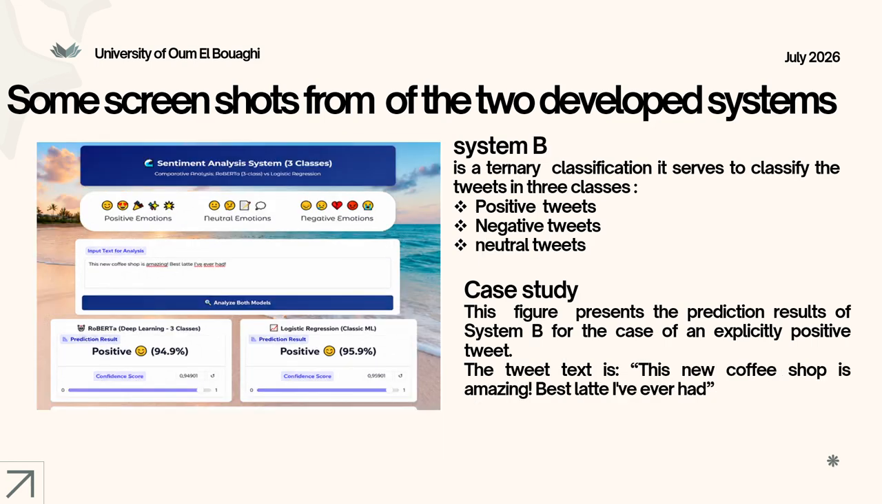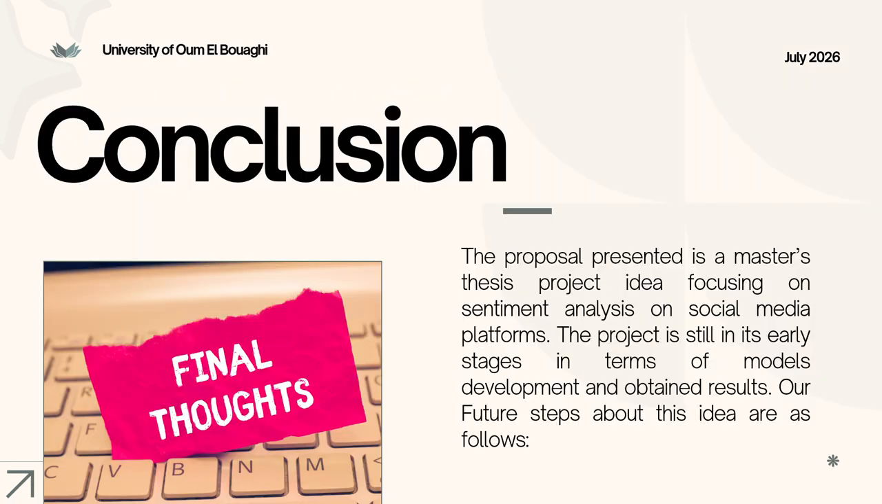Now coming to the second system, which has three classes, plus the neutral one. As you can see, we gave it another positive text or tweet, and it gave high accuracy, and both logistic regression and RoBERTa gave comparable results here. So this was a very interesting case.